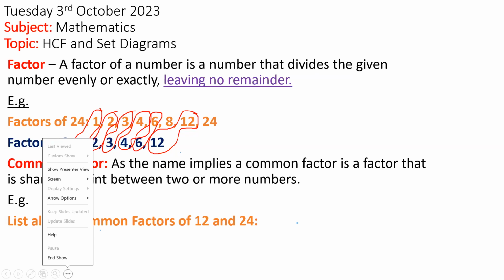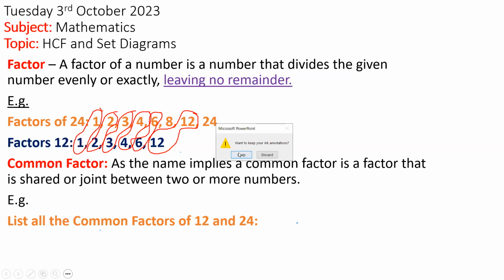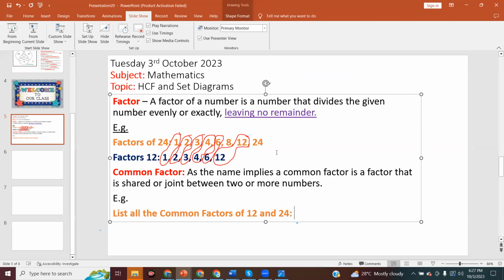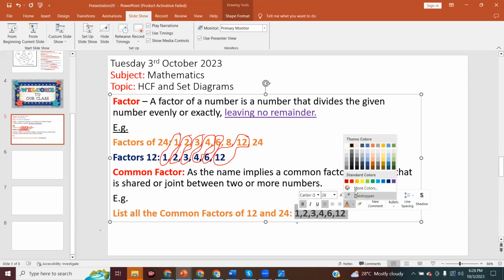So sometimes you just have to wait and see. All right, so what are the common factors of 12 and 24? It's going to be 1, 2, 3, 4, 6, and 12. Very good. Those are the common factors of 12 and 24.